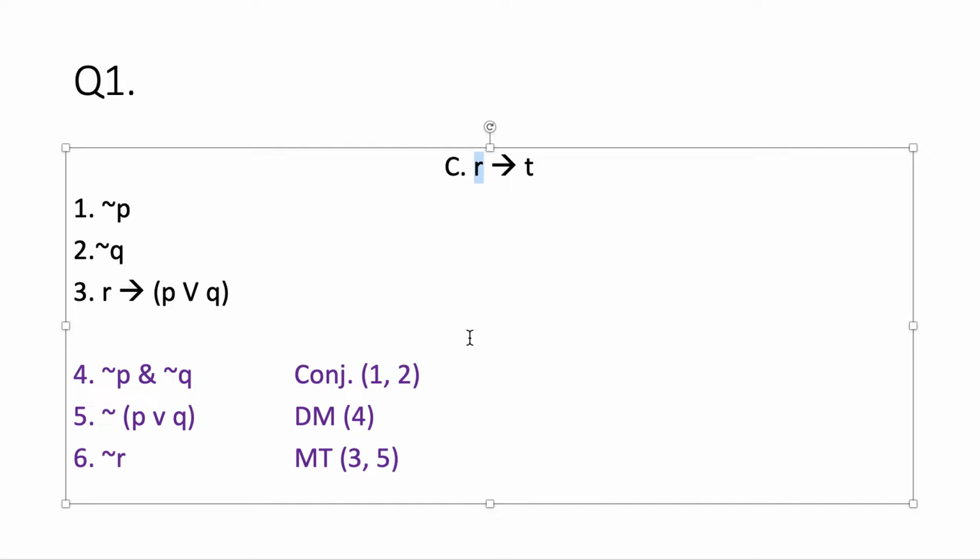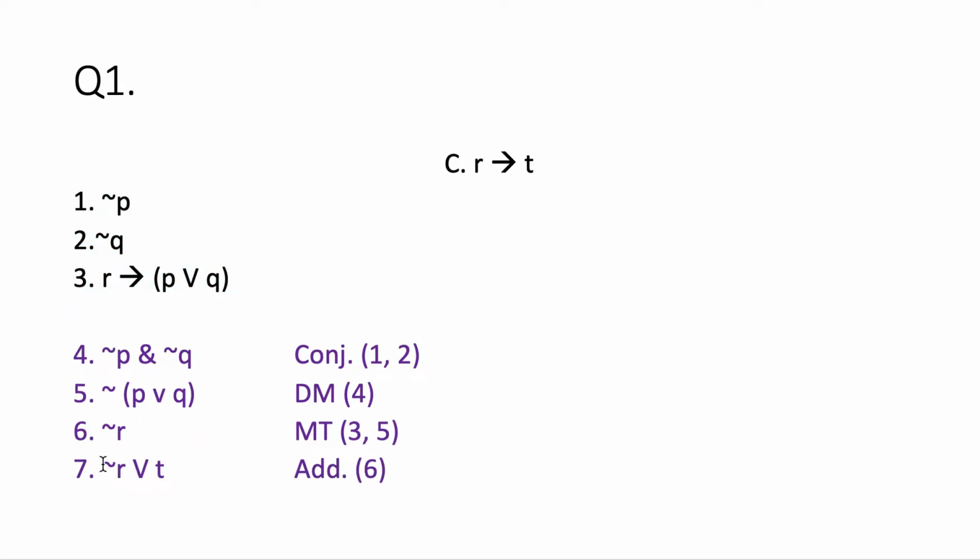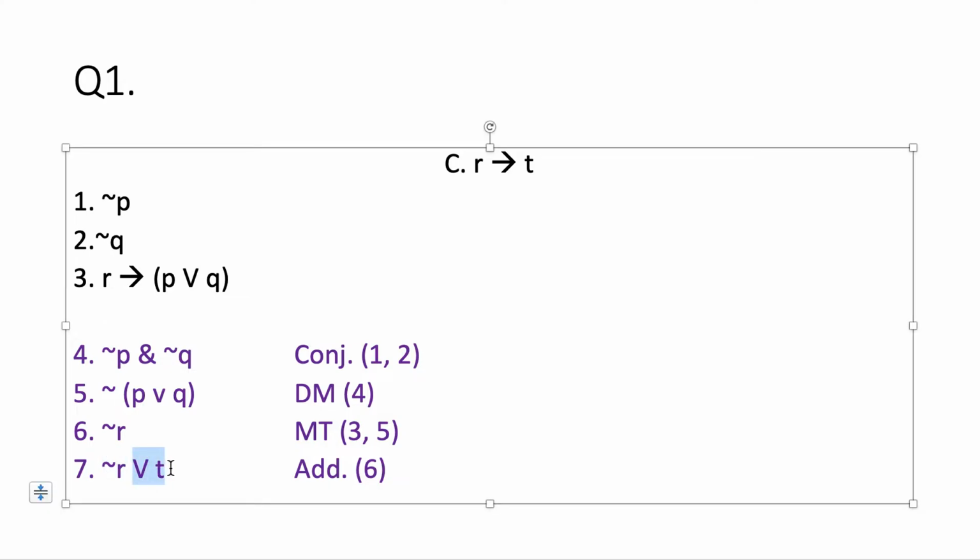It's not quite there. I still need to somehow turn this not R into if R then T, but I can already see how I'm going to do this. Well, if you can't already, that's okay. Note that we have a T in the conclusion, but no T in the premises. And so what I think immediately is I'm going to be able to introduce a T via the rule of addition. So on line 7, I'm going to say not R or T, because I know that if not R is true, then so is not R or T, via the rule of addition on line 6.